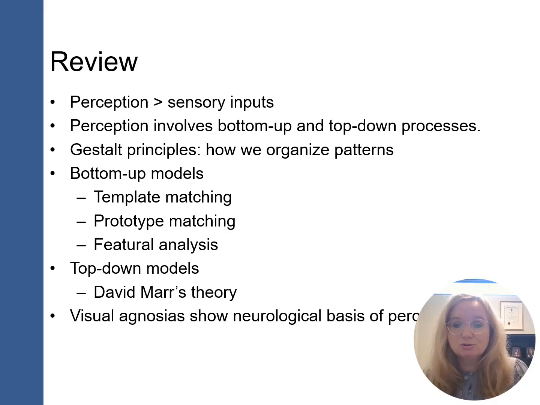And then we talked about the visual agnosias. When things go wrong, the neurological basis of perception gets reinforced. When you lose a specific ability in perception, that tells you there are parts of the brain doing these various perceptual tasks. It provides a really nice additional piece of information about how interesting the brain is in applying this top-down information as well as the bottom-up information. And that's perception.